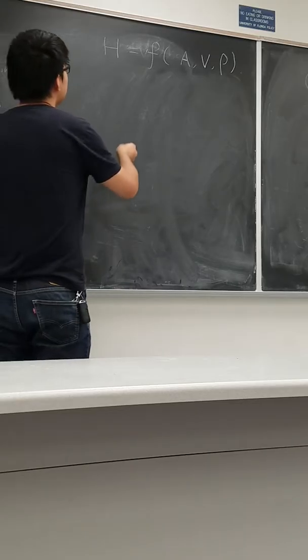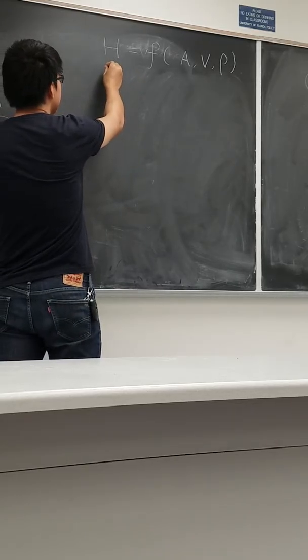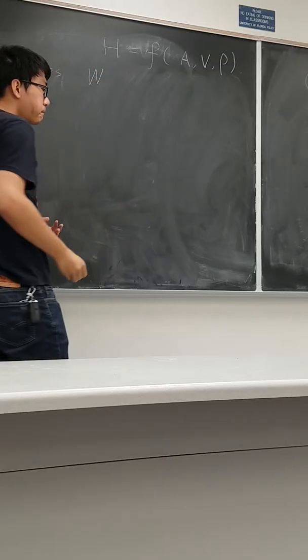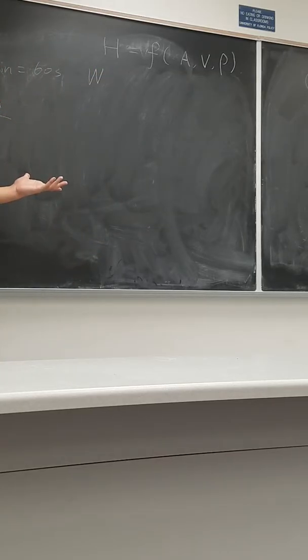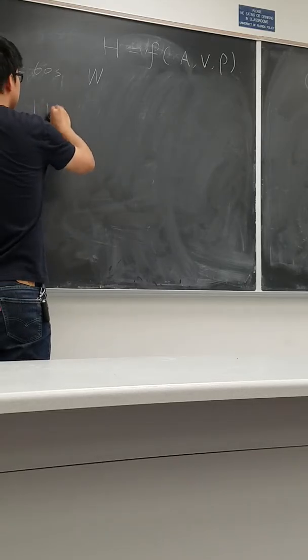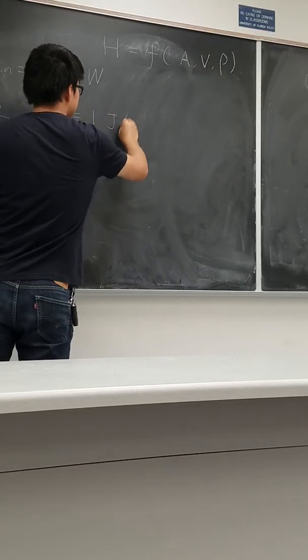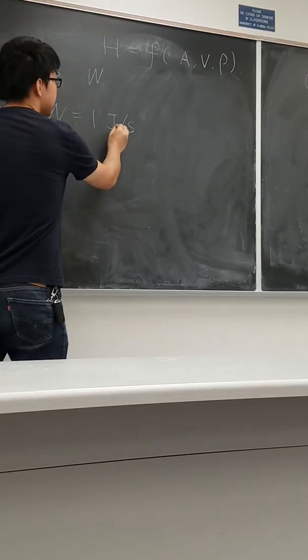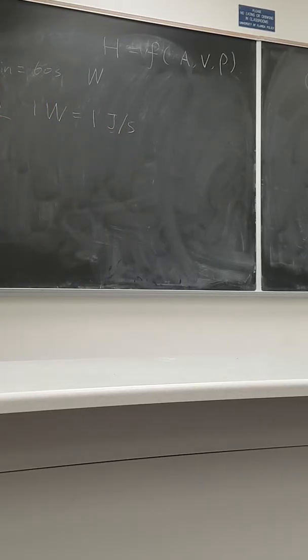So you want to look at the unit on the left side. Here the heat loss unit is watts. This problem is not counted for the final score because it involves something you haven't learned yet, watts. Watts is the unit for power, and power is defined as energy provided per unit time. So 1 watt would be 1 joule per second. Joule is the unit for energy. Since power is energy per unit time, 1 watt is 1 joule per second.